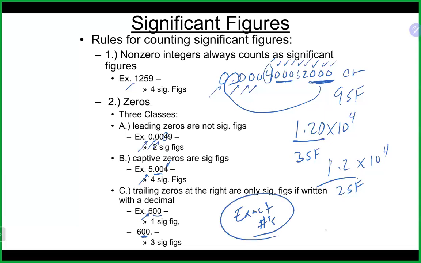And exact numbers are one of two things. It's usually a definition, like 12 inches equals 1 foot, something like that. Or it is something that is counted.